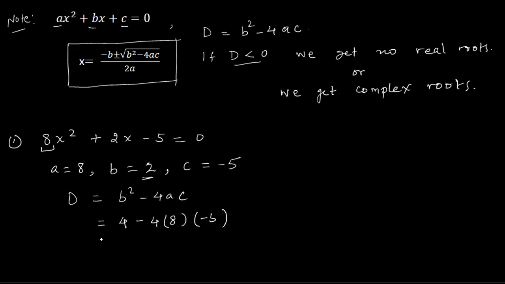Let us multiply this. So 4 plus 5 fours are 20, 20 times 8 is 160. So it becomes simply 164, which is more than 0. So we get 2 real roots.